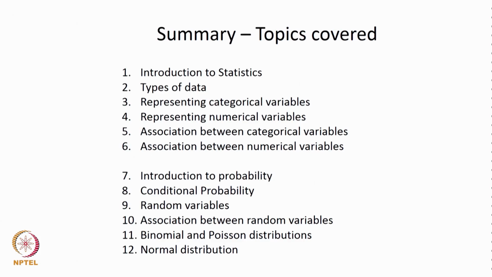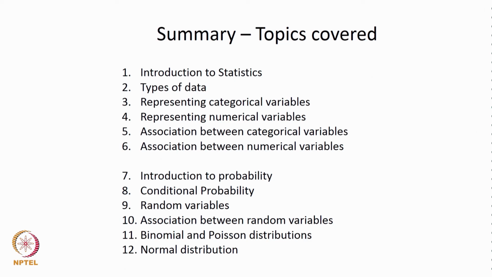So, to conclude, we take a look at the topics that we have covered in this introductory course. So, we broadly divide the course into the statistics component and the probability component. So, we started with introduction to statistics, what is statistics, types of data, the 4 broad classifications of data, and then we looked at representing categorical variables using pie charts and bar charts, and then representing numerical variables using histograms, stem and leaf and so on.